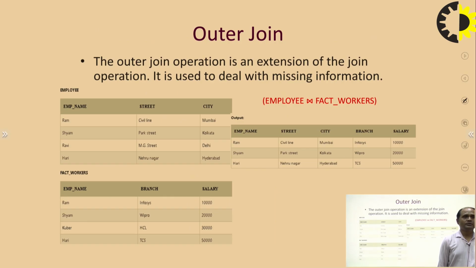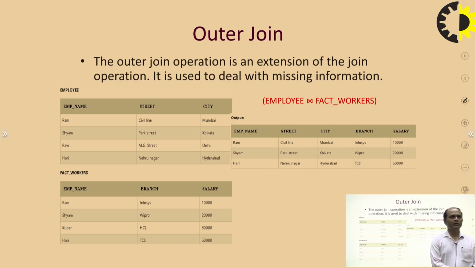So it is called natural join. Next is outer join. What is outer join? Outer join is an extension of the join operation. It is used to deal with missing information. That means some information can be missing. When there is missing information, the perfect join operation is the outer join.